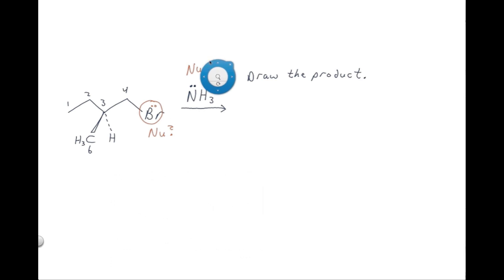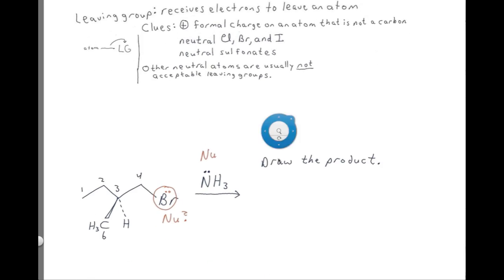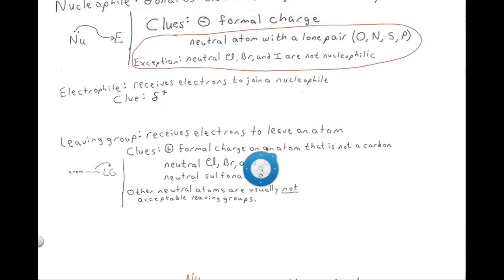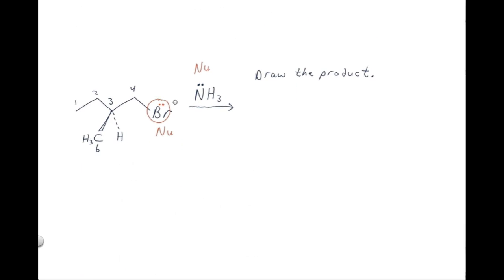Well, probably not. Remember that we just learned that even though a neutral bromine has a lone pair, it's usually not a nucleophile. Instead, neutral nitrogen is one of the elements that's oftentimes a nucleophile. Now that shouldn't surprise us because we know separately that neutral bromine likes to be a leaving group. So I would expect the neutral bromine here to be a leaving group.